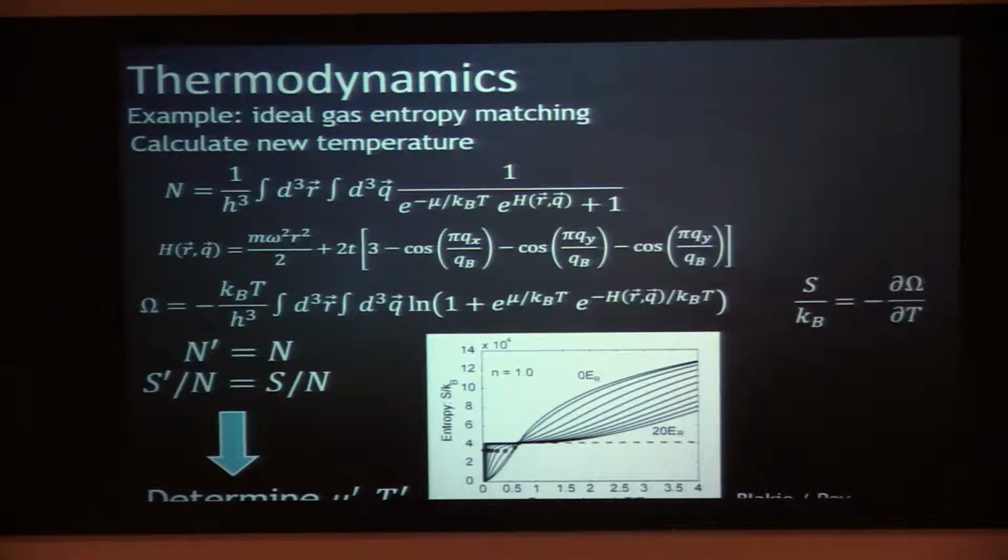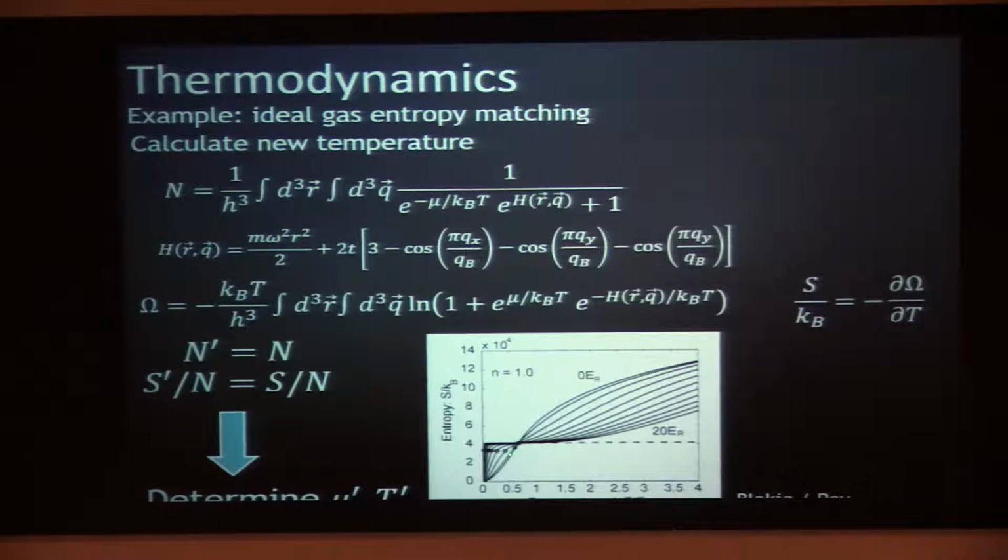And here's an example from a calculation Blakie and Porto did. Along this axis is the lattice potential depth. Sorry, this is the temperature along this axis. And here's the entropy per particle. And these are curves from no lattice up to strong lattices. And you can see by following an isentropic curve here, you can figure out how the temperature changes.